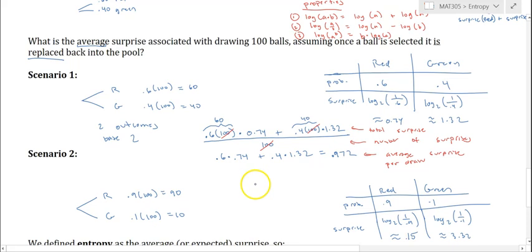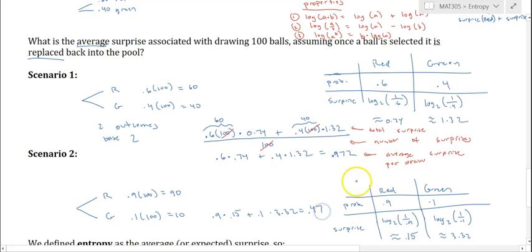Well, once again, the average surprise is simply going to be 0.9 times the associated surprise. Remember, just the expected surprise. It's an expected value. 0.9 times 0.15 plus 0.1 times 3.32. This one comes out to about 0.47.